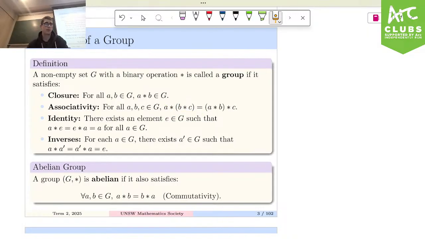The next 2 are kind of the interesting part of the group. So that's kind of the most important thing to what the group structure is. So first of all, we have the identity. So the identity is an element such that when we do the operation with that element and another element within our group, it leaves it intact.